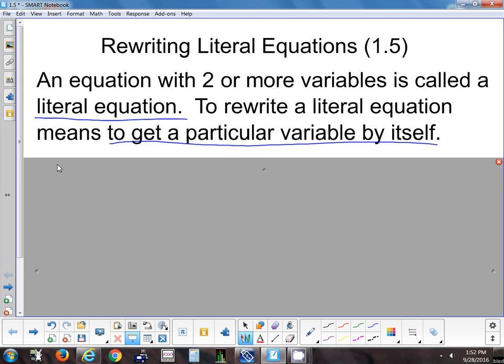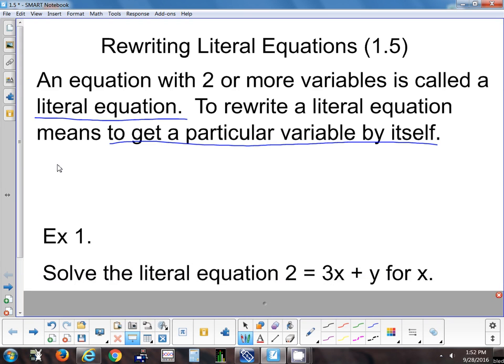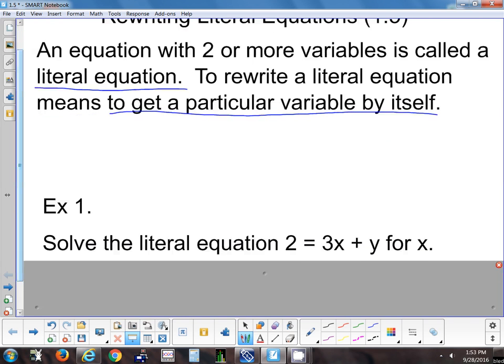Okay, so as far as explaining the steps and operations to do it, you guys already know the steps. We already know how to solve equations, so we're going to use the same operations that we're already used to. Okay, so here's our first equation.